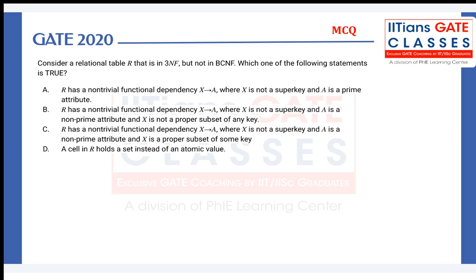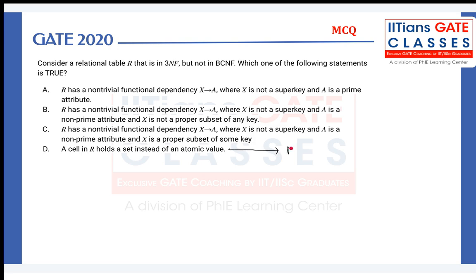See, first of all, look at option D. A cell in R holds a set instead of an atomic value. If option D is correct, then which normal form is the table not in? What is the condition of option D? 1NF, right? The table is not even in 1NF.